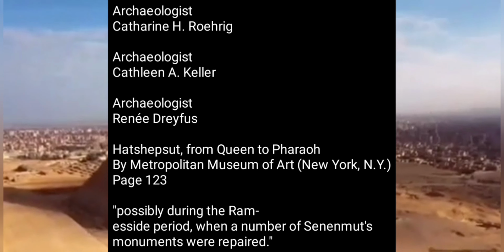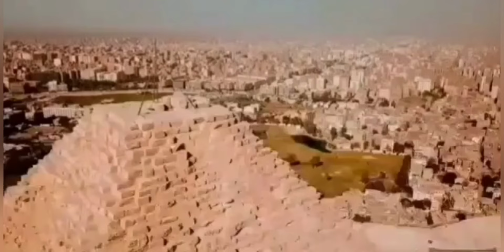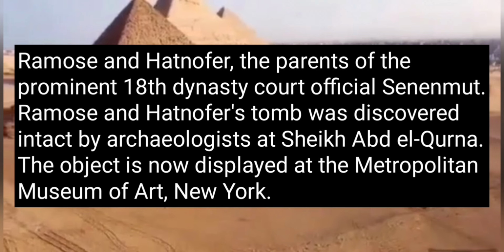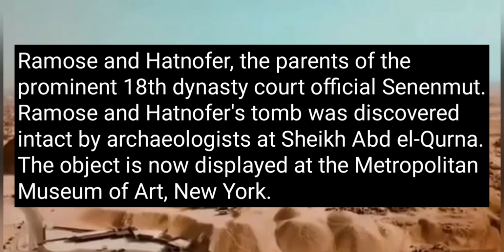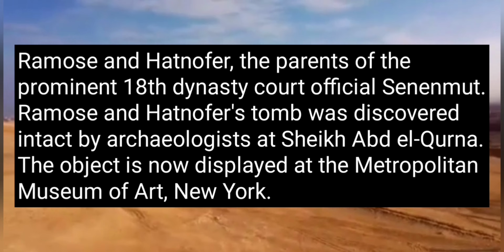And so this is another archaeological source. It's possibly during the Ramesses period when a number of Senimnut's monuments were repaired. So when they were repaired, they weren't around Senimnut. So how do you really look? There's a lot of remakes. So here's how we can find out how he really appeared, by looking at his parents. Ramos and Hatnofer, the parents of prominent 18th dynasty court official Senimnut. Ramos and Hatnofer's tomb was discovered intact by archaeologist Shakil Abdel El Kornar. The object is now displayed in the Metropolitan Museum of Art, New York.